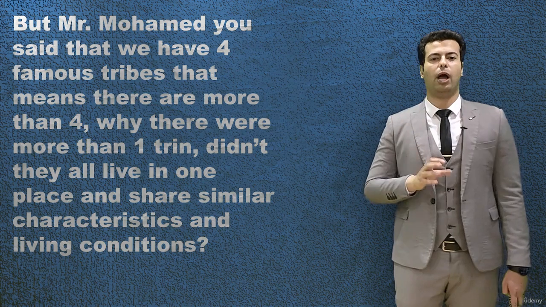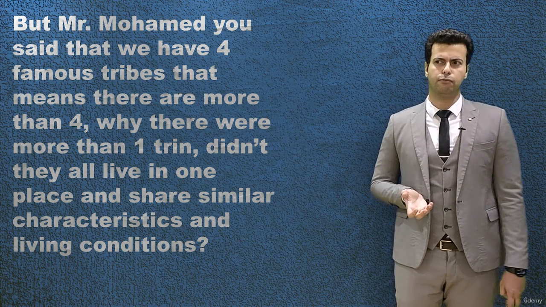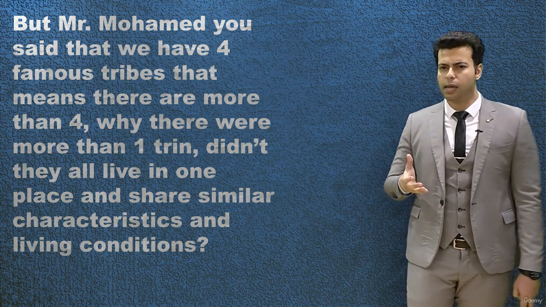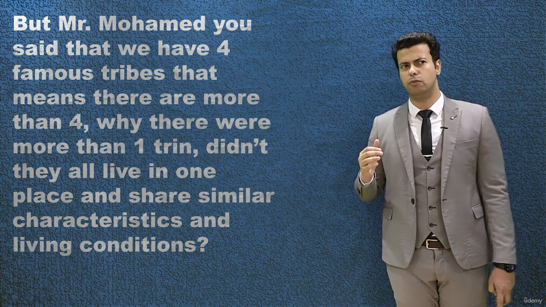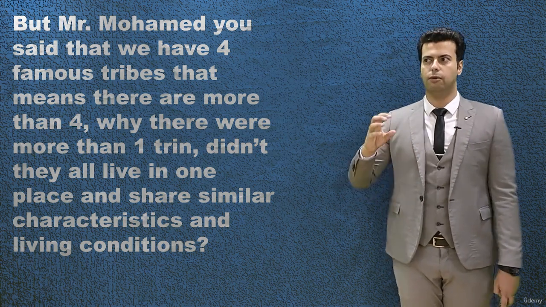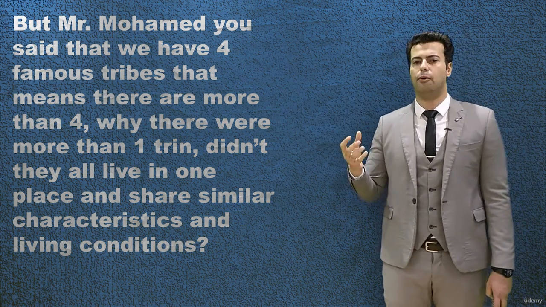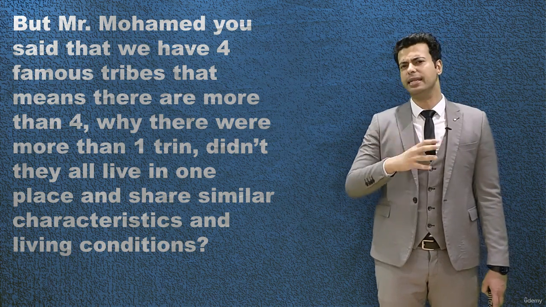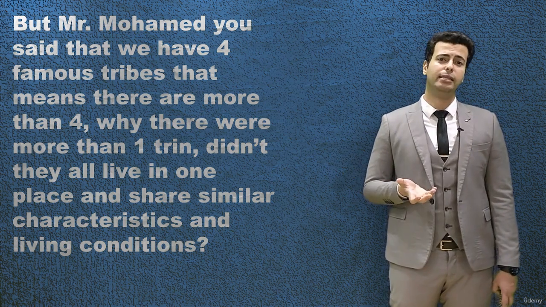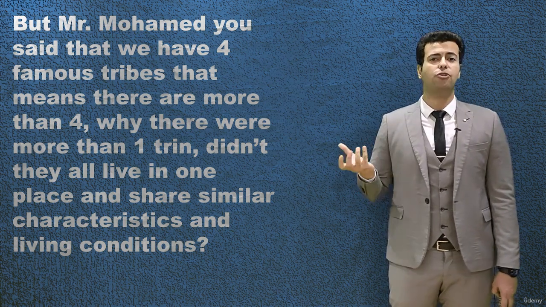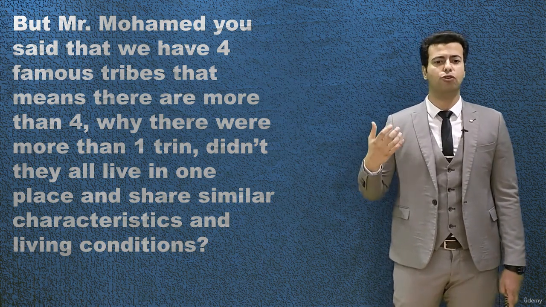Now, but Mr. Muhammad, you have said that there are 4 famous tribes. Why were there more than one tribe? Supposedly, as the people passed over the land bridge Beringia, there should have been one tribe only because it was one people who passed. So aren't these people similar in characteristics and living conditions? Why didn't they form a country as we understand the term now? Because there are people sharing the same characteristics, history, and so on.